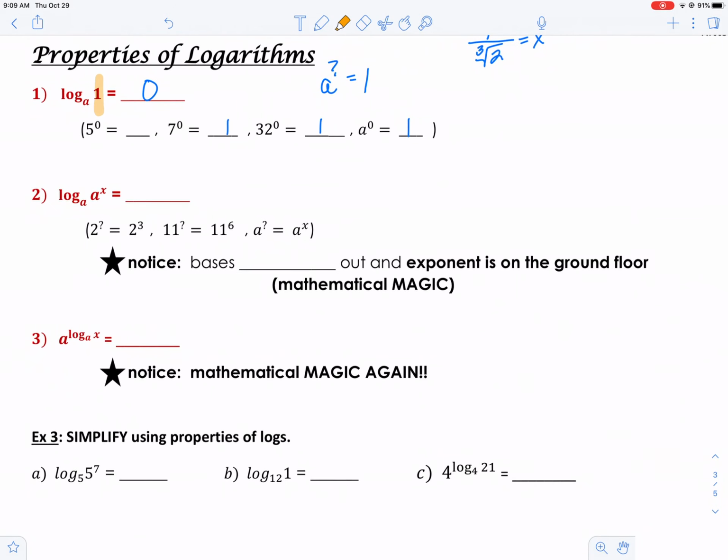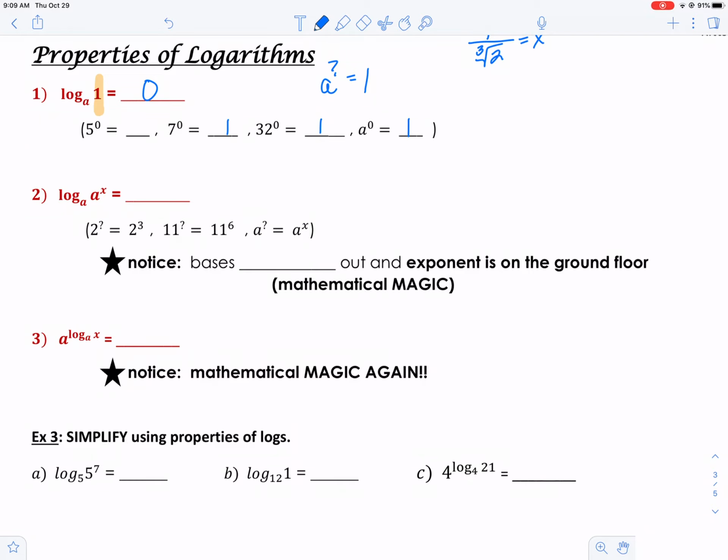Now look at this one. Notice we've seen these guys before. 2 to something equals 2 to the third. Well, that something, that question mark, is going to have to be 3, right? And then 11 to something equals 11 to the 6th. So that something is going to have to be 6. So a to the something equals a to the x. What would that something have to be? That something would have to be my x, right?